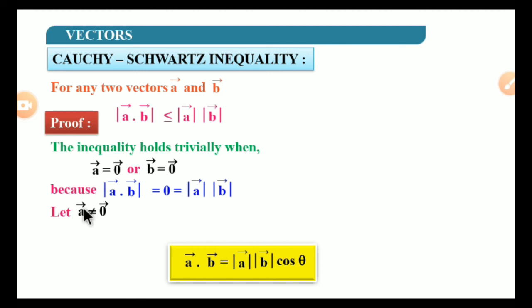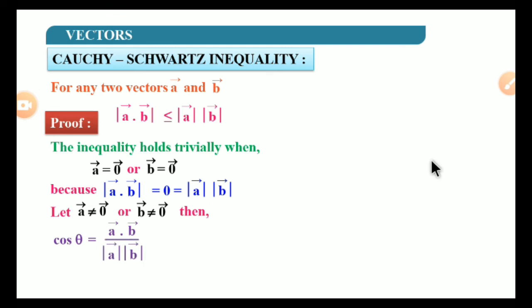us consider another case, that is, if vector A is not equal to 0 vector and vector B is also not equal to 0 vector, then cos theta is equal to A dot B divided by the magnitude of vector A times the magnitude of vector B. So this is the angle theta. Theta is the angle between the vectors A and B. So here we have seen that cos theta lies between -1 and 1.